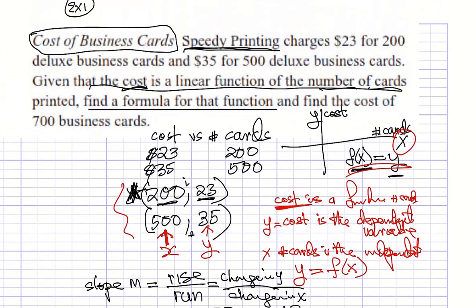The problem looks hard. See the way they condensed it. It's condensed, and they use words to hide a bunch of stuff. Because if you read carefully, given that the cost is a linear function of the number of cards printed, you gotta try to unpack that, see what they're saying there. Once you do that, the rest of the stuff is easy, man.